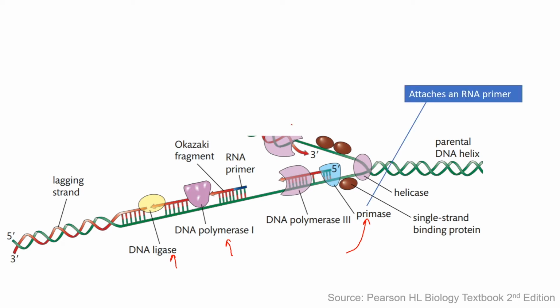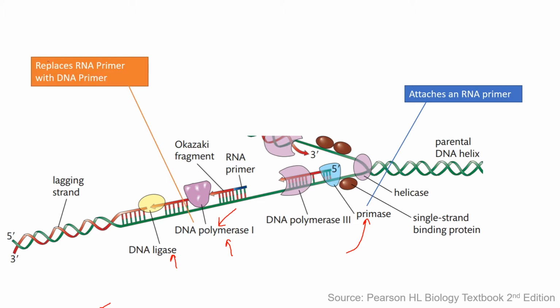Now, what primase does, primase attaches an RNA primer to the single-stranded DNA, making it double-stranded in a small area. Now, this allows DNA polymerase 3 to bind and consequently start building away from the replication fork. Now, obviously the problem is we don't want RNA primers, we want double-stranded DNA. For that, we use the enzyme DNA polymerase 1. DNA polymerase 1, what it does, is it replaces the RNA primer with a DNA primer.